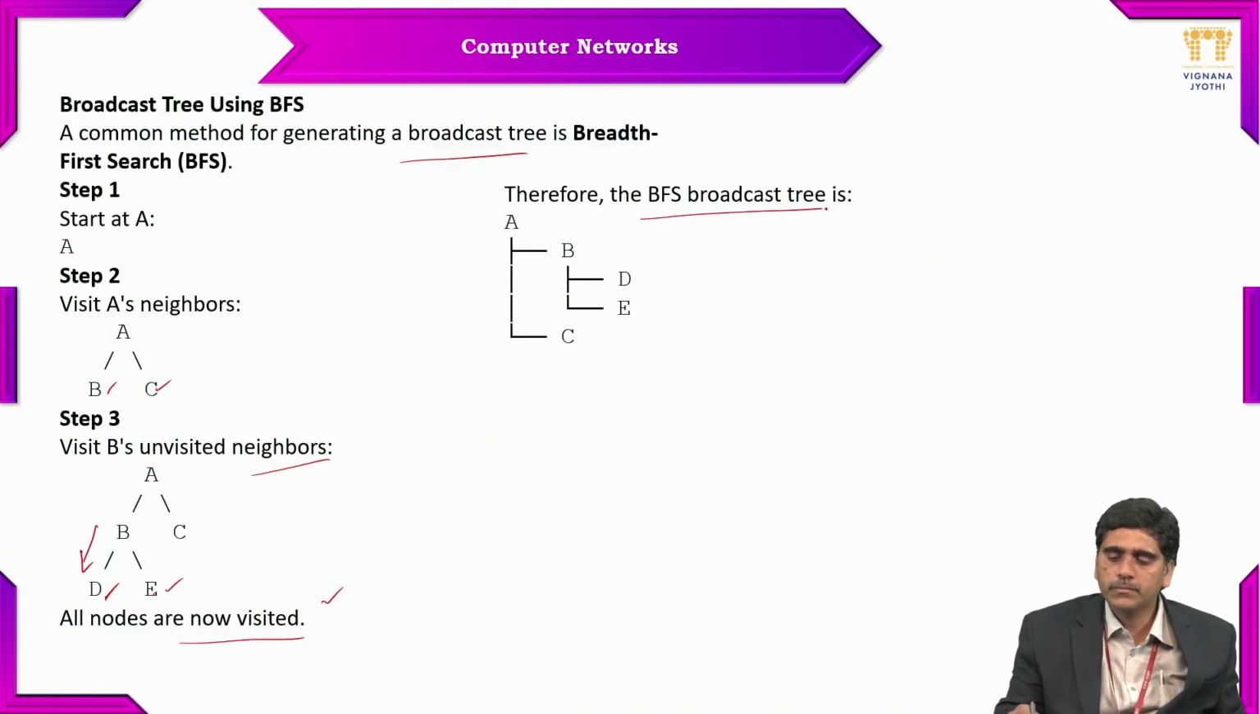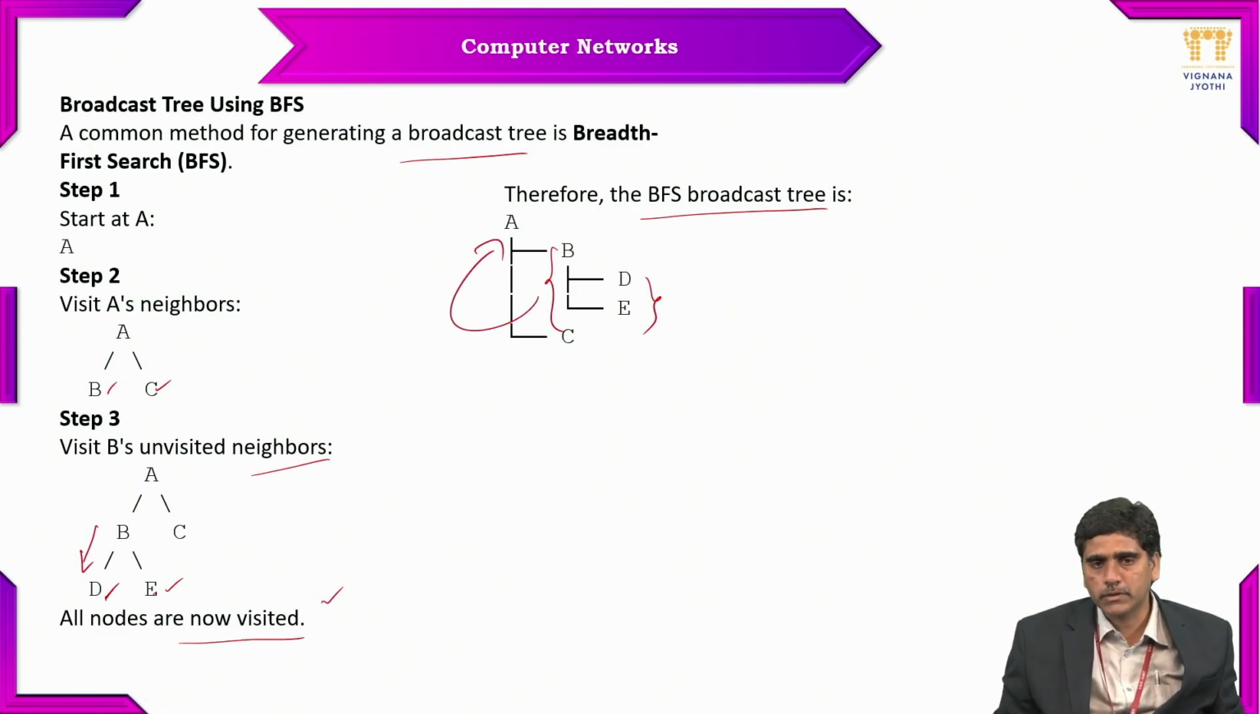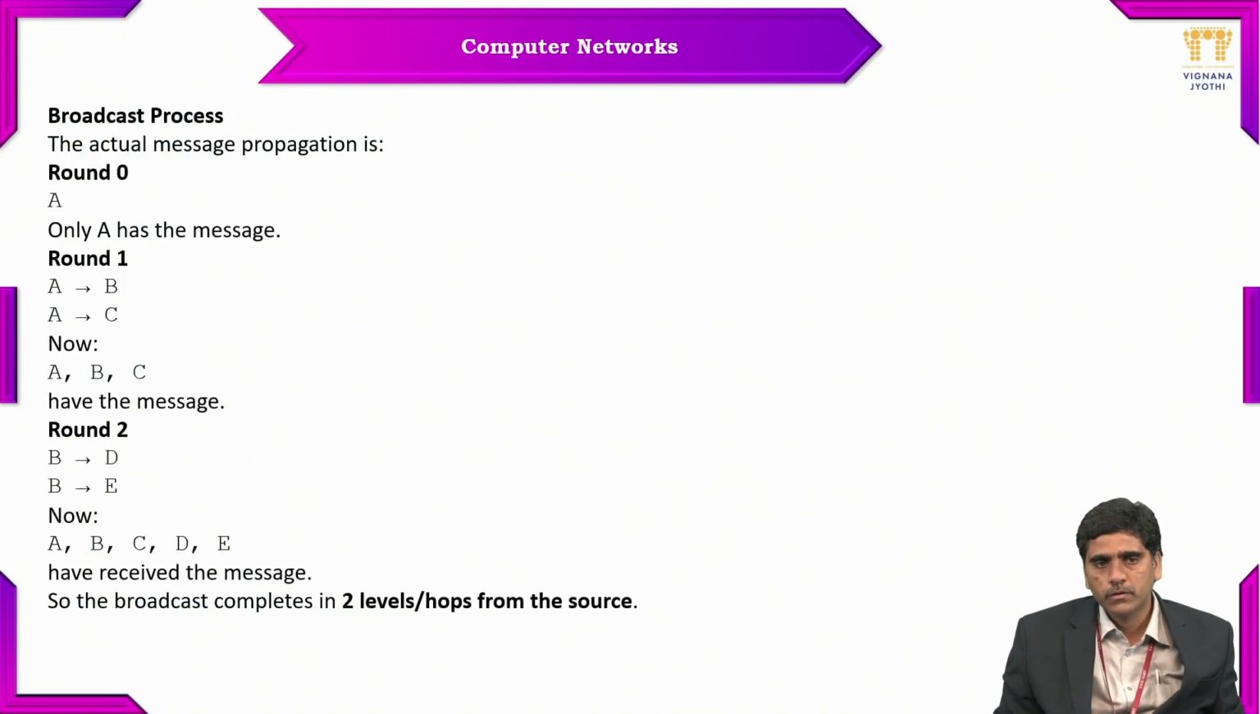Therefore, what does the BFS broadcast tree look like? This one: A to B as well as A to C. Now from B to D and B to E, because these two are visited nodes of B and these two are visited nodes of A. So now all nodes are visited while broadcasting the message from the source to the destination, or the starting node to the ending node.